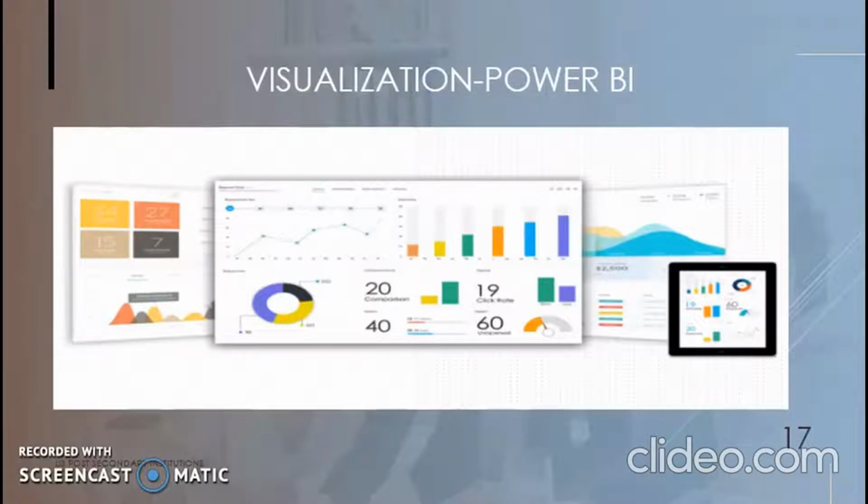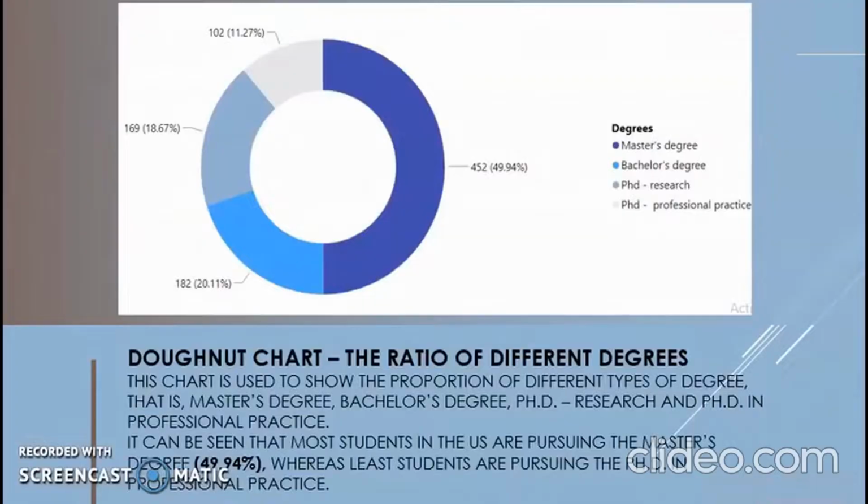So let's get started. First chart is the donut chart, which shows the proportion of different types of degrees, including master, bachelor, PhD research, and PhD professional practice. It can be seen from the chart that most students in the US are pursuing a master's degree, which the percentage is close to 50%. Whereas the least students are pursuing the PhD professional practice.